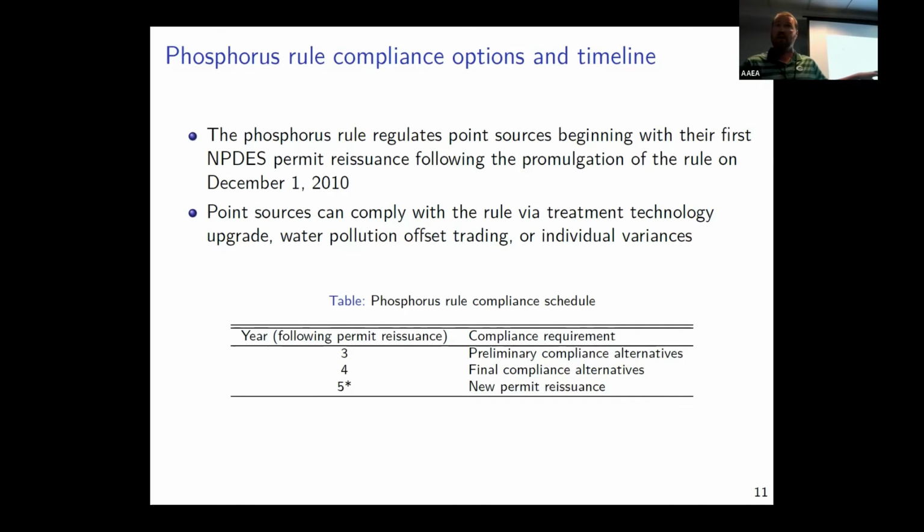And this is where we get our water quality trading data, actually. Three years after, you have to come up with how you are going to meet compliance with the new phosphorus rule. Then in year 4, you have to provide your final alternatives. Then when the new permit is issued, you have to say, I'm going to comply this way. So it's either technology, it's offset trading, those sorts of options. So this is really where our natural experiment comes, because these NPDES permits are reissued exogenously.